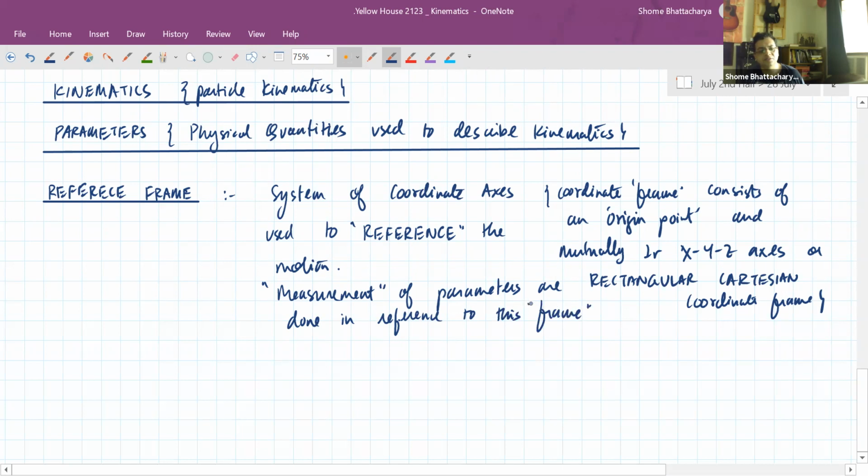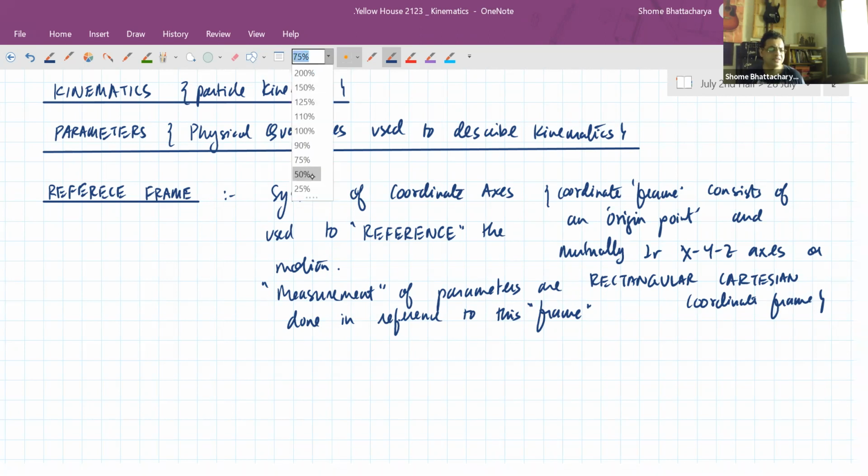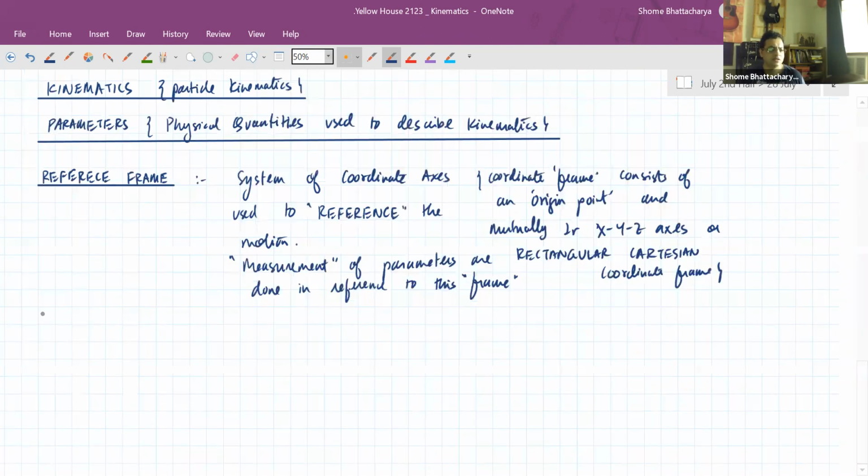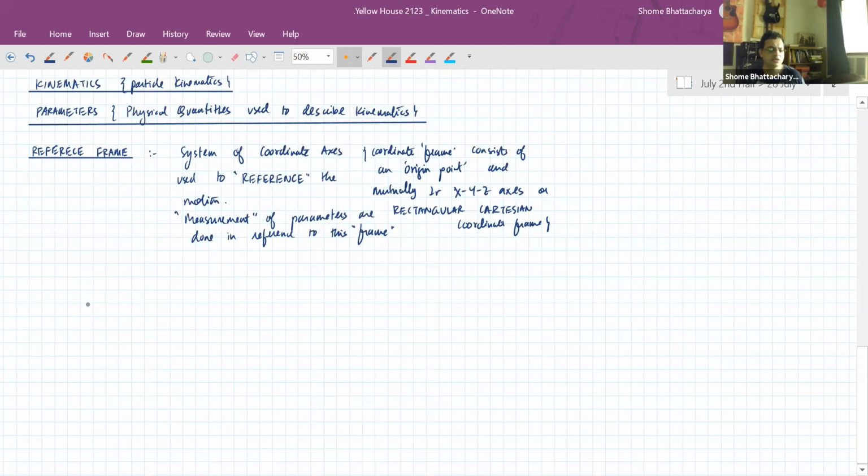So you'll always hear the term reference frame in mechanics. In simplest terms, what is a reference frame? It is just that the person who's writing the equations of motion has to decide on some system of axes and some particular point as the origin, so that they're able to write the equations with respect to that reference frame. That is what is called the reference frame.